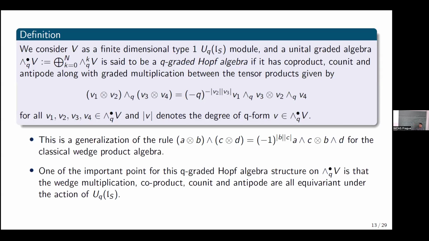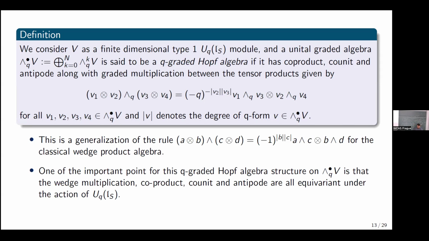What does it mean? So we consider V as a finite dimensional type 1 U_q(l_s) module and a unital graded algebra. This is the quantum exterior algebra, the quantum wedge powers of V. It's said to be a q-graded Hopf algebra if it has coproduct, co-unit, antipode with a graded multiplication.